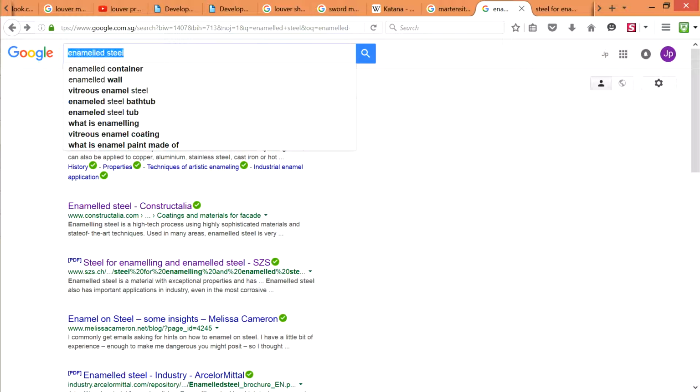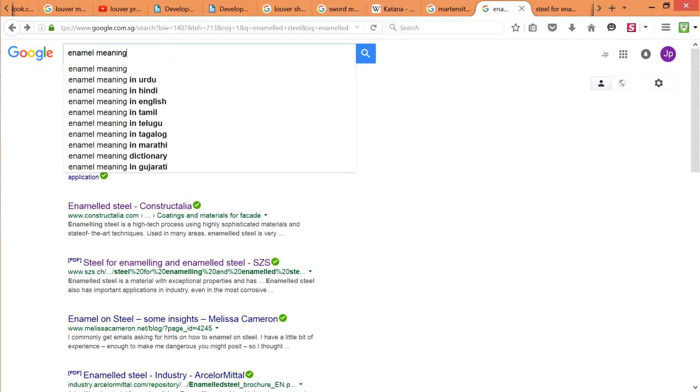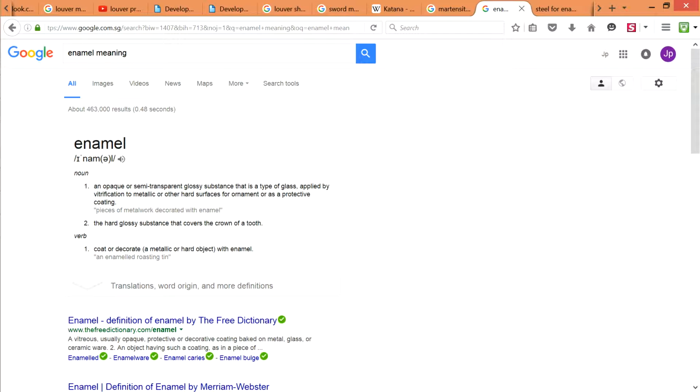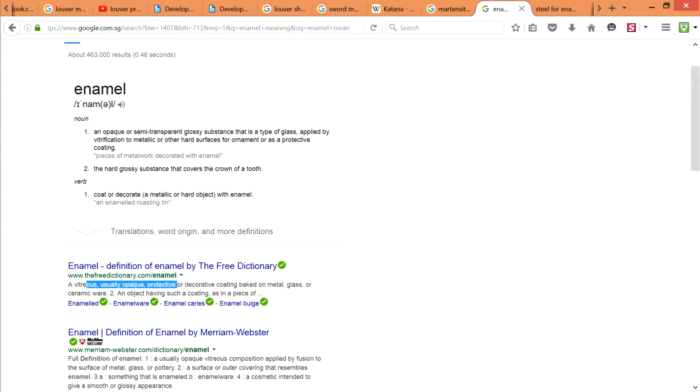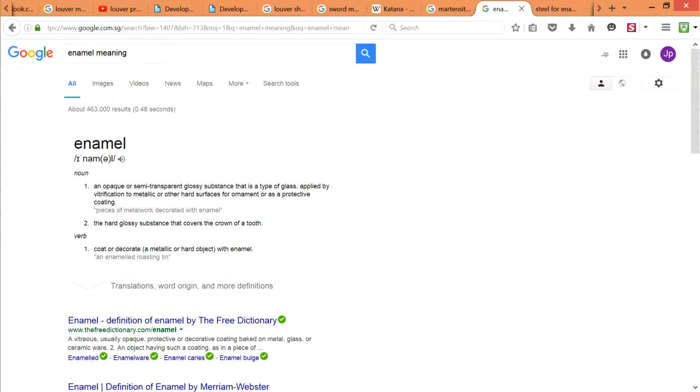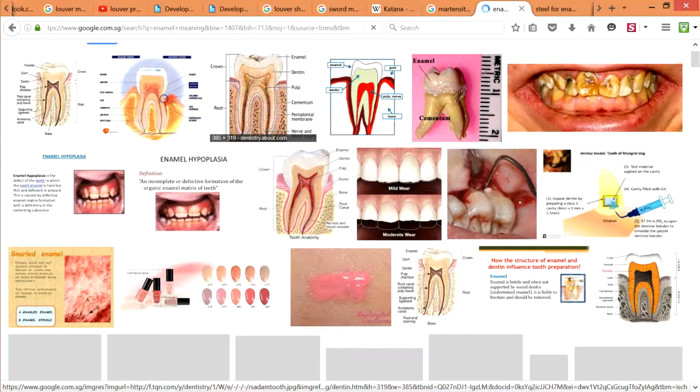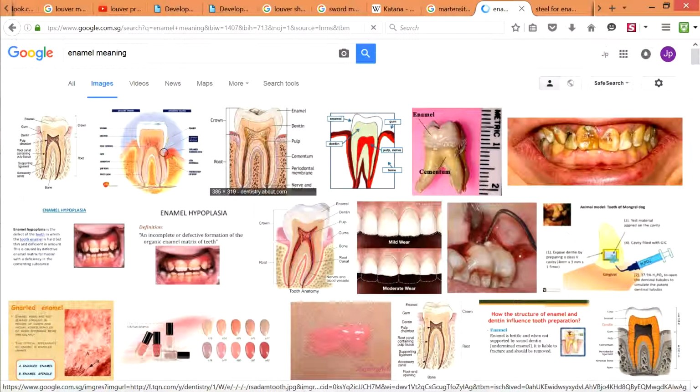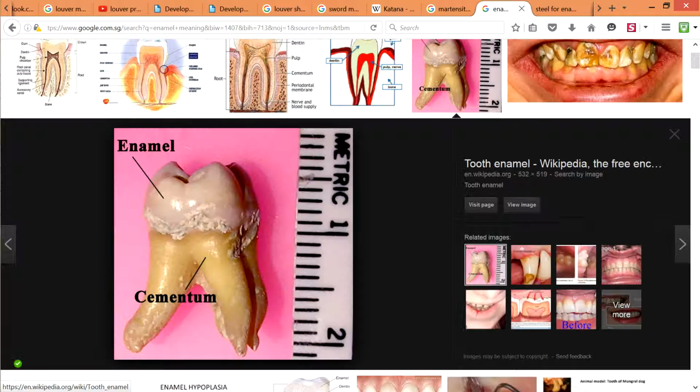Therefore, the first thing we should check is what exactly enamel is. Let's take a look. Enamel itself is a decorative coating applied onto a surface. As you can see, it's usually opaque and so on, for metal. So enamel is just a coating to coat a certain metal. Enamel can also be coated onto your teeth, I guess.